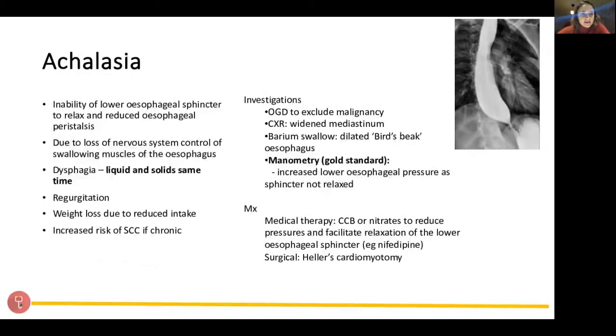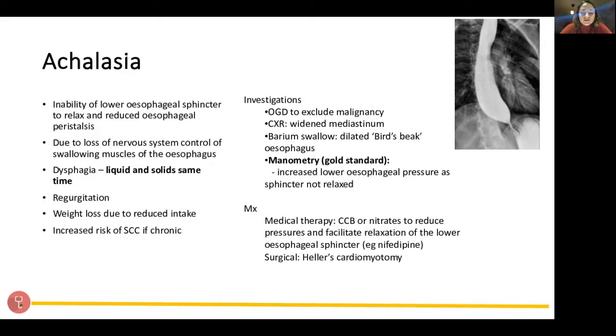So what is achalasia? It's an inability of the lower esophageal sphincter to relax, and it also has reduced esophageal peristalsis. It's a nervous system issue. It characteristically presents with liquids and solids not being able to be swallowed at the same time, and it can also cause regurgitation and weight loss. Chronic achalasia increases the risk of a patient developing squamous cell carcinoma.